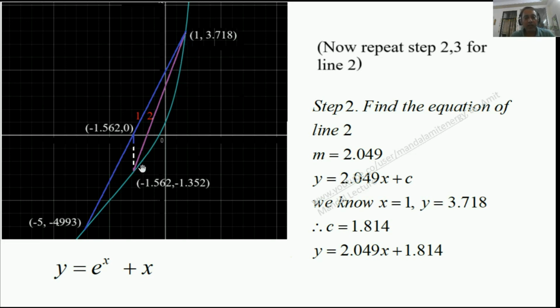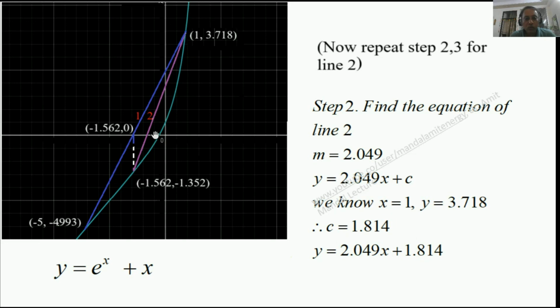So for this line the equation is again y equals mx plus c. m would be y2 minus y1 upon x2 minus x1. I have already calculated m equals 2.049. So y equals 2.049x plus c. Now how to find c? Since for x equals 1, y is 3.718, putting those values, I am getting c equals 1.814. So the equation of line 2 is y equals 2.049x plus 1.814.